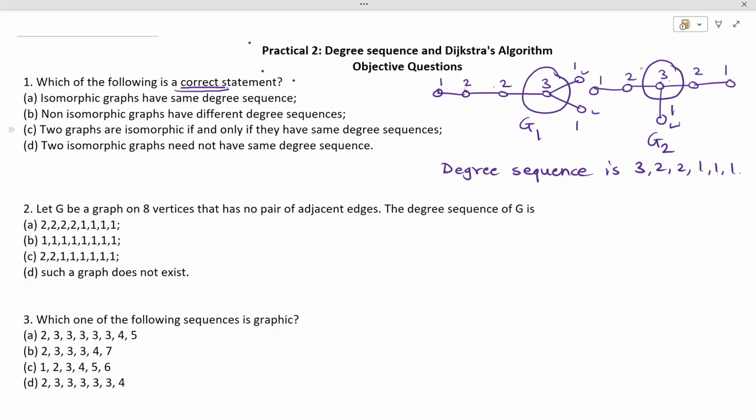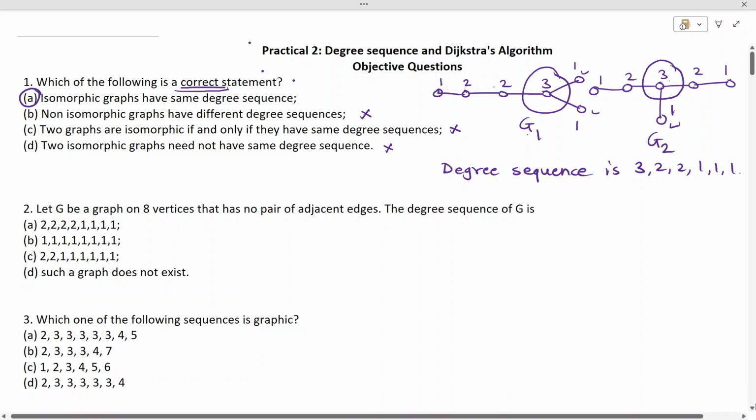So the statement that non-isomorphic graphs have different degree sequences is an incorrect option, because we have found two graphs which are not isomorphic but have the same degree sequence. Two graphs are isomorphic if and only if they have the same degree sequence. G1 and G2 both have the same degree sequence but they are not isomorphic, so option C is also incorrect. And two isomorphic graphs need not have the same degree sequence is incorrect by the definition of isomorphic graphs. If two graphs are isomorphic, then they must have the same degree sequence. So the first option is the correct option.